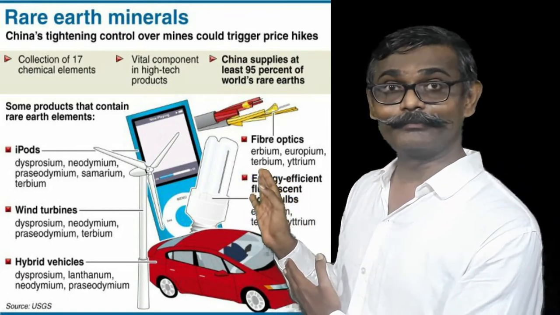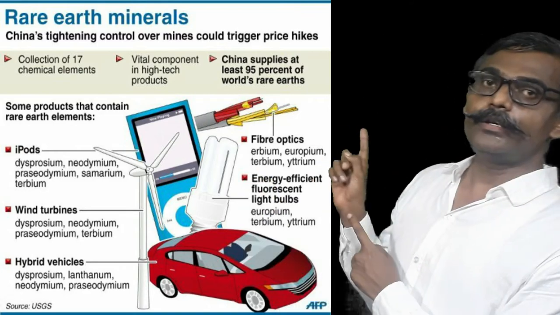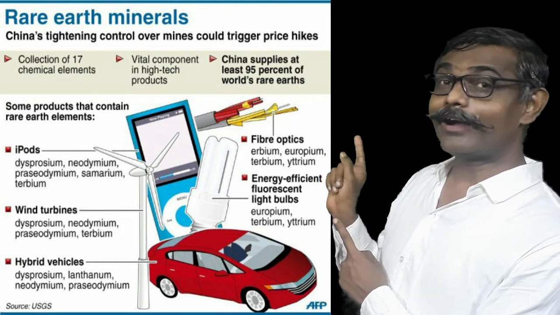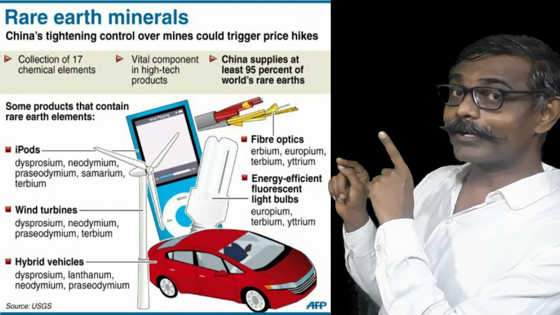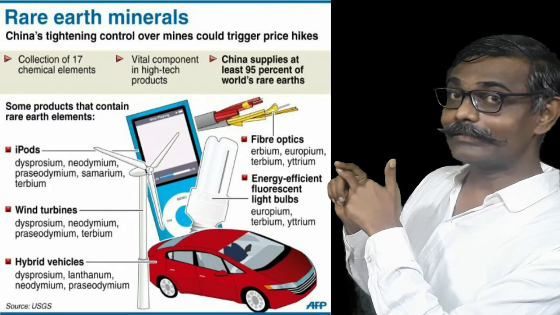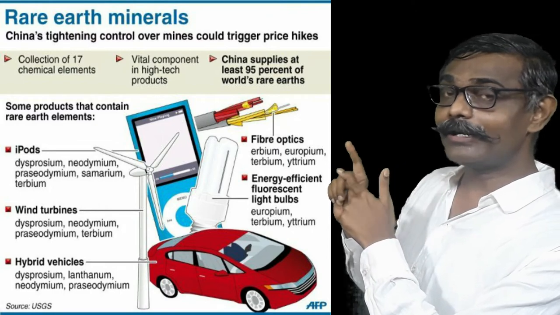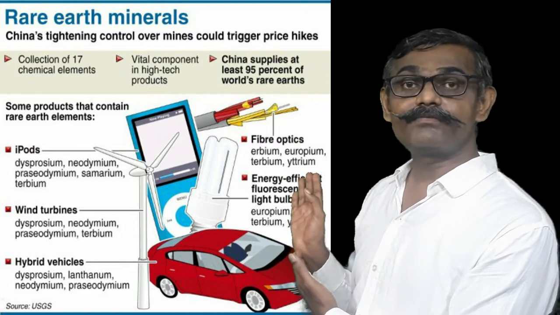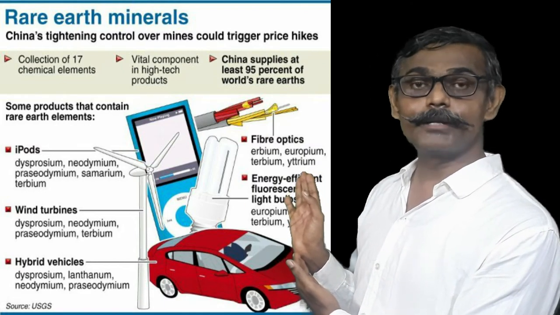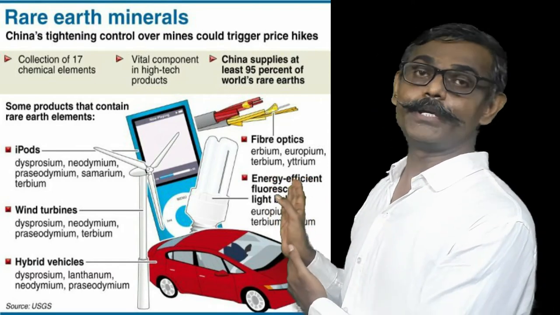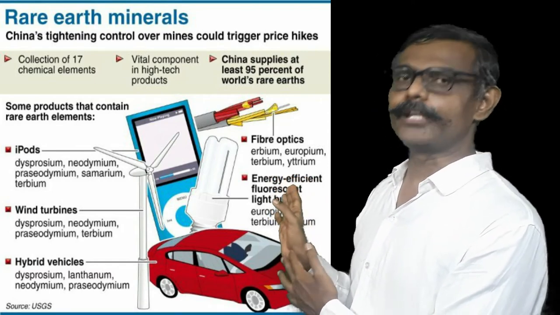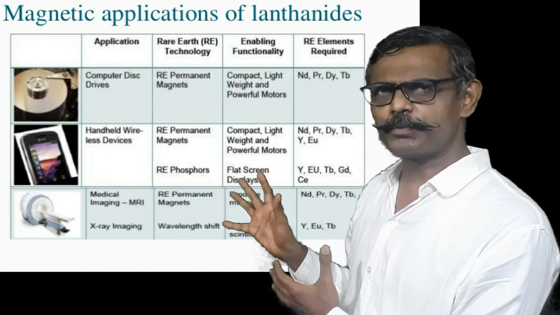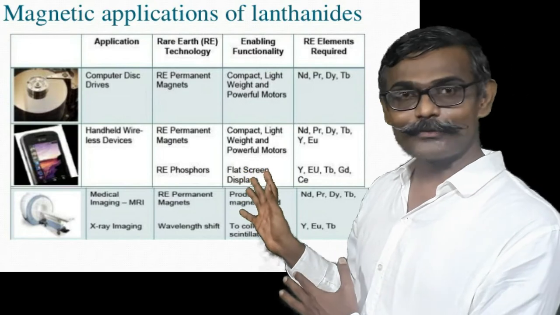Dysprosium, lanthanum, neodymium, praseodymium. In optical fibers, erbium, europium, terbium, and along with them one of the d block elements comes, the occurrence of that element we discussed in lanthanoid contraction. What is that element? Yttrium, used in optical fibers. Now in energy efficient fluorescent lamps, fluorescent bulbs, which elements are used? Europium, terbium and yttrium.